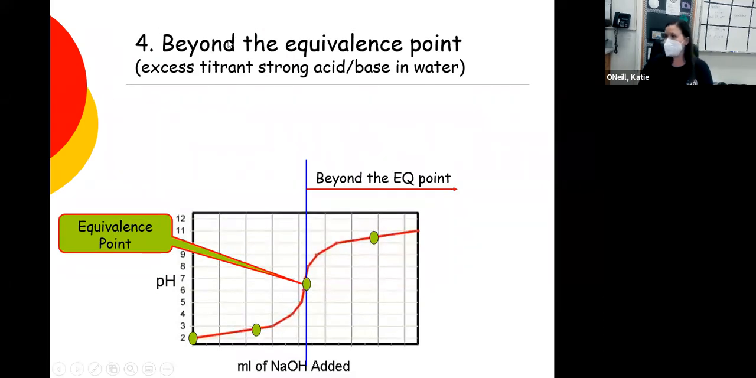Anyway, the last point is beyond the equivalence point, so way past it. And typically you want to go pretty far up in that plateau because the calculation assumes that all of the acid is consumed and this is just now excess base. So it's like past the neutralization. Excess titrant. So we would be basing our calculation just on how much NaOH is left.